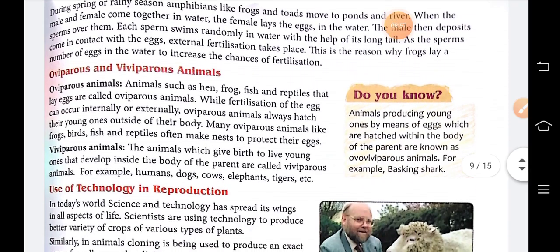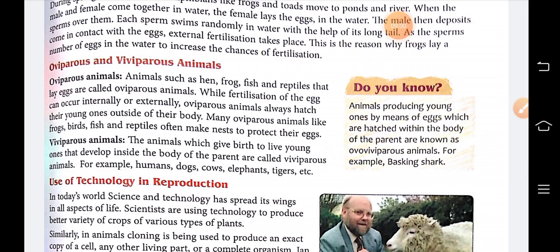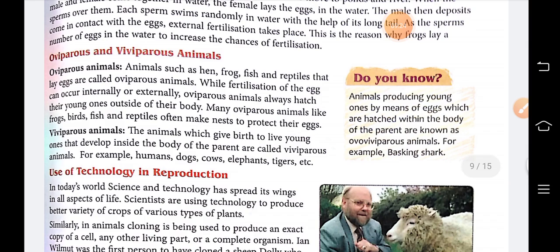Then on the basis of giving birth to babies or laying eggs, the animals are divided again into two types: oviparous and viviparous animals. Oviparous animals, the animals that lay eggs, are known as oviparous. Examples: hen, frog, fish, reptiles. Here, the fertilization of the egg can occur internally or externally.